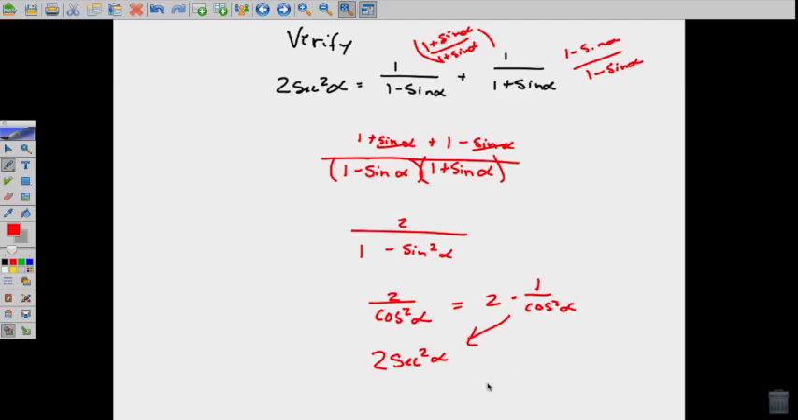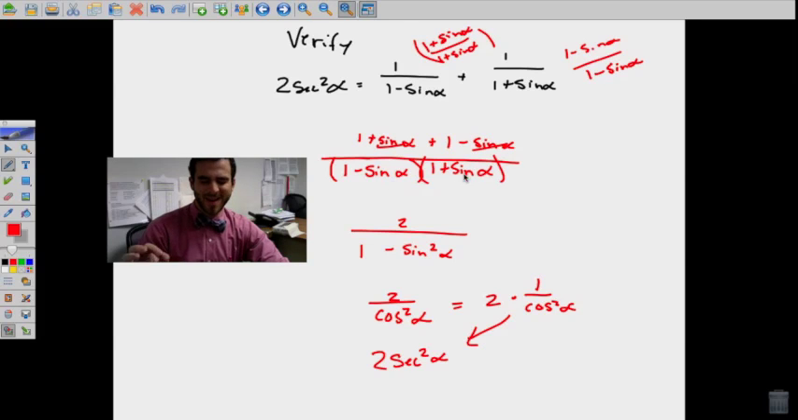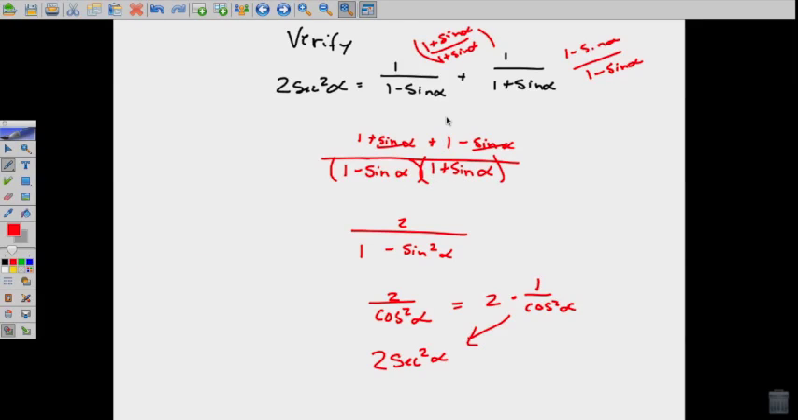Beautiful. So the important thing here to recognize is that I needed to combine these fractions before I could really do anything substantial. And in order to combine those fractions, I needed a common denominator, which is found by multiplying each individual fraction by the denominator of the other.